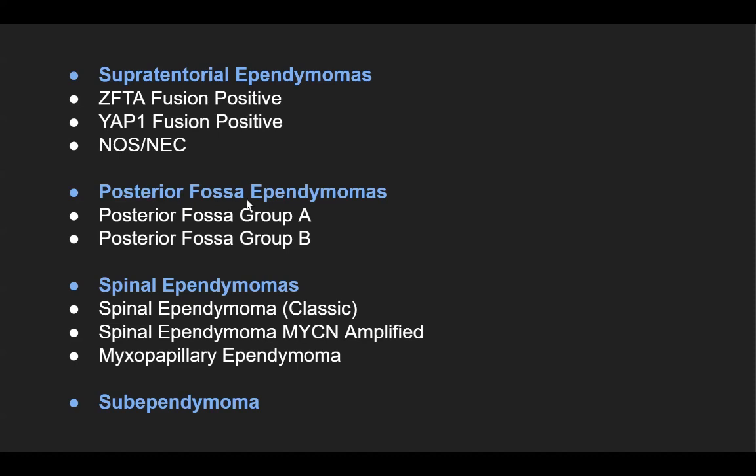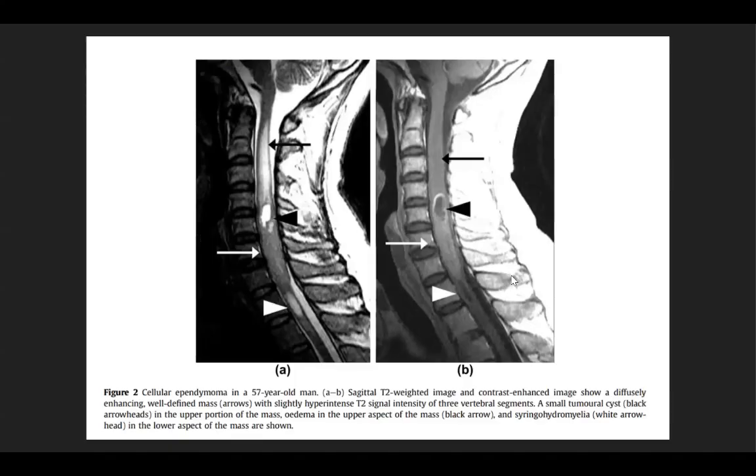Then we have posterior fossa ependymomas. These are group A and group B. That is something we have also covered. Today we are going to cover the spinal ependymomas, the classic variant, the MYCN amplified variant, and myxopapillary ependymoma, and subependymoma. I think I'll cover both of them tomorrow, inshallah. So, are we clear with the classification? This one's easy, right? This is a lot easier. Wait till you come to medulloblastomas.